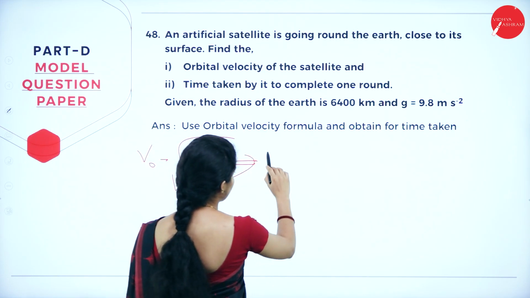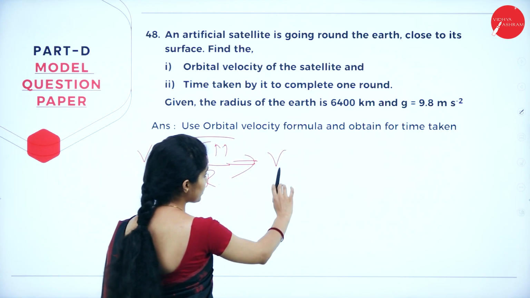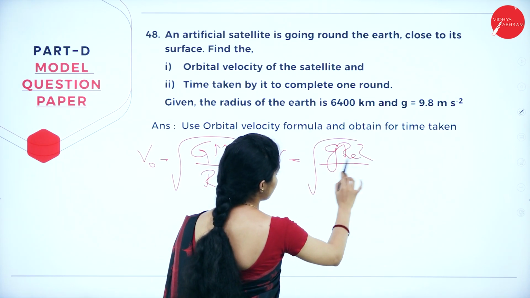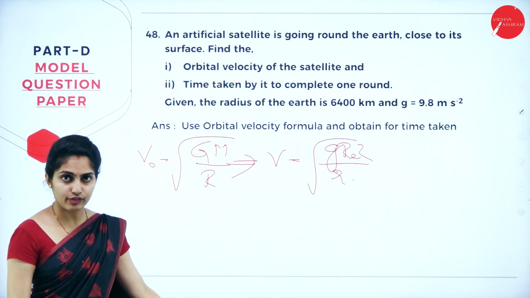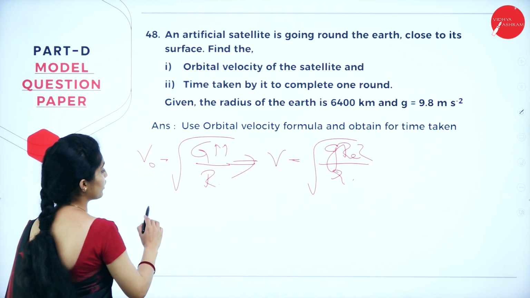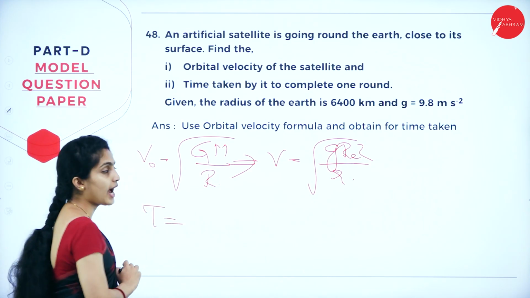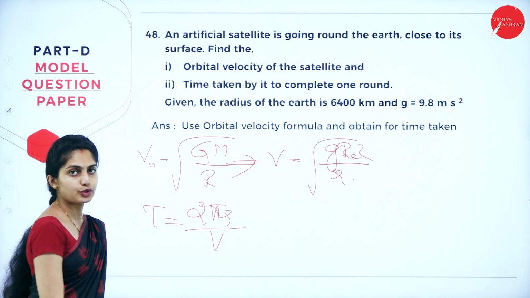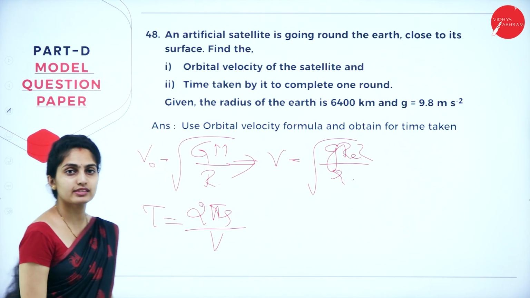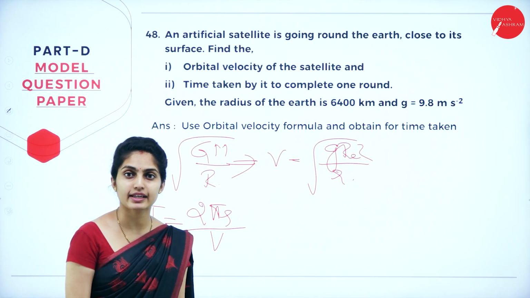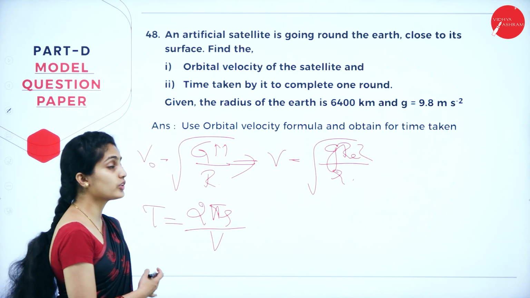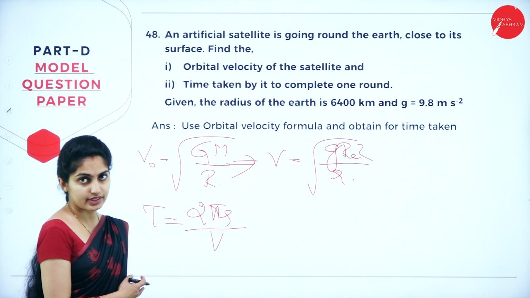It can also be given as v is equal to root of g R_e square divided by r. So this is the orbital velocity formula, and in order to find the time, t is equal to 2 pi r divided by v. Whatever we get, we can substitute here and find the answer for the second sub question, that is the time taken by a satellite to complete one round. So that is how you equate this. This will be from the chapter gravitation.